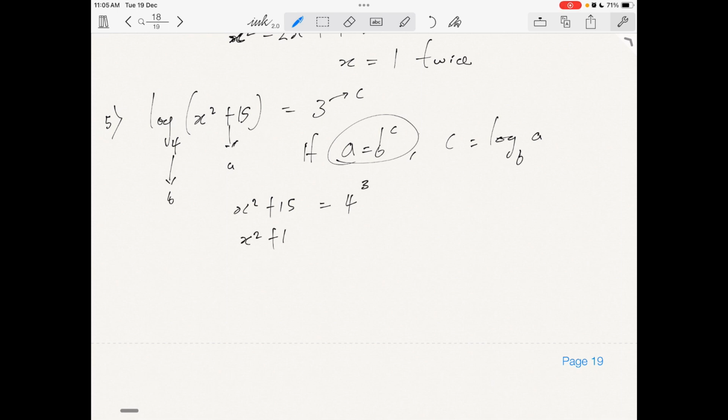So x squared plus 15 is equal to 4 raised to power 3. That's 4 by 4, 16, by 4, that's 64. If we make x squared the subject of the formula, so 64 minus 15, my x squared is equal to what? 49. So in this case, if we take the square root of both sides, remember there's plus or minus. So our x is equal to minus 7 or plus 7.